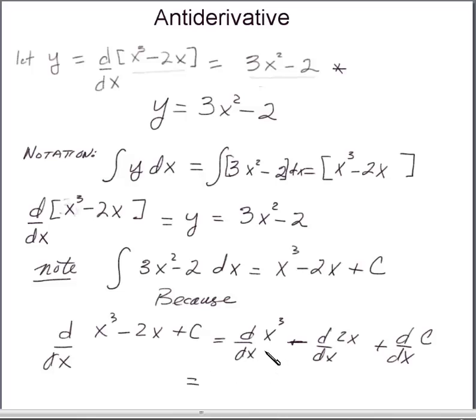And that's equal to, well, we know how to take derivatives, especially of the polynomial functions, and so take the derivative of the first term, 3x squared, minus the derivative of the second term, 2, plus the derivative of the third term. It's a constant. So what's the rate of change of a constant? Well, it's 0. If it was changing, it wouldn't be a constant. So that's a 0. And so you see I'm going to get 3x squared minus 2 for the derivative. And that means that the antiderivative of 3x squared minus 2 must include this arbitrary constant.